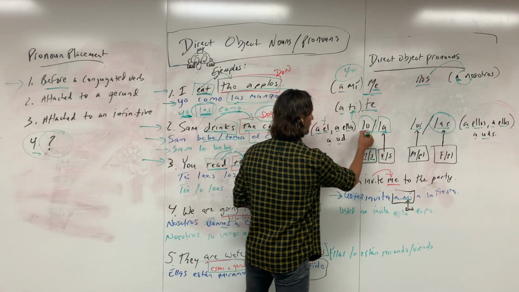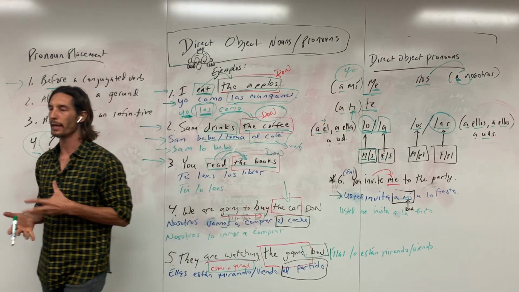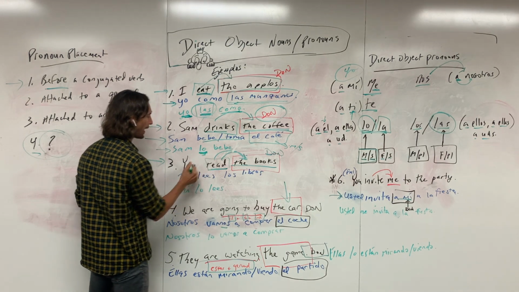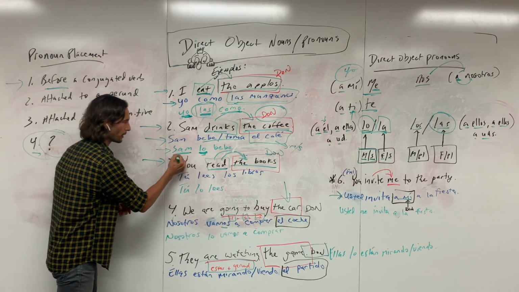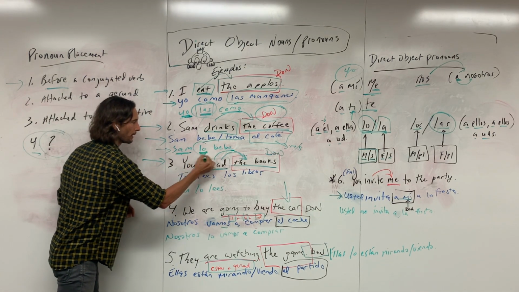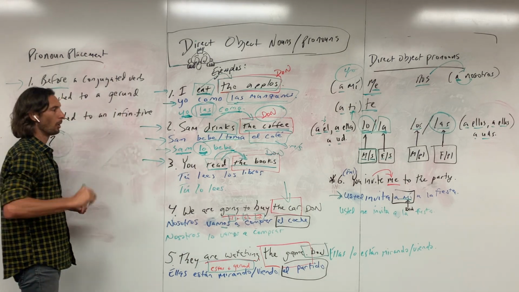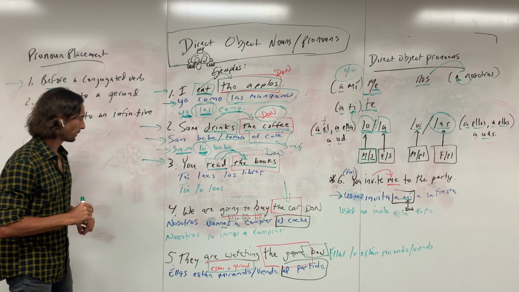And if we come on over here, we'll see that its equivalent as a pronoun is lo. So that's why we chose lo for that. And again, here's our subject, here's our conjugated verb, and we squeeze that right in between. So that's why it's Sam lo bebe. Let's move on to number 3.